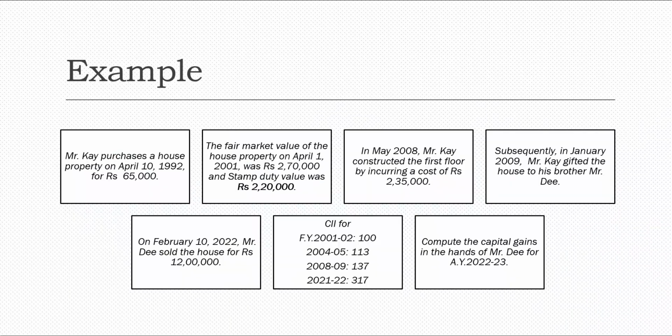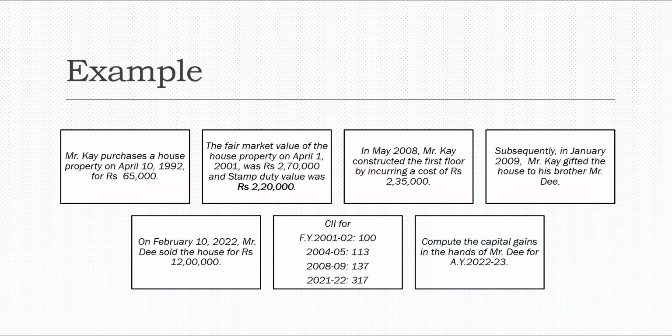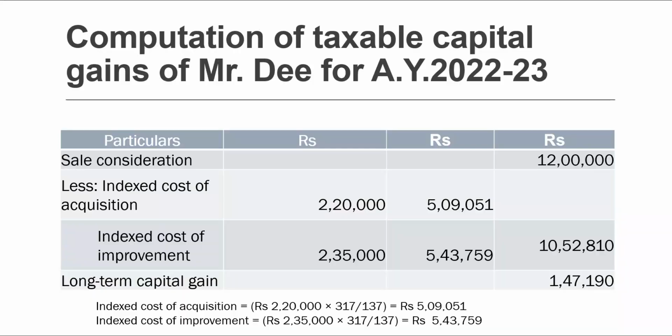Then cost of improvement, it happened in May 2008, so again it will be taken from the same year because the owner became D from 2008-9. May 2008 is again the same year, 2008-9, so the index is 137. So the indexed cost of improvement will be 5,43,000. So put together, the value comes to 10,52,000. So capital gain is 1,47,190. Is that okay?